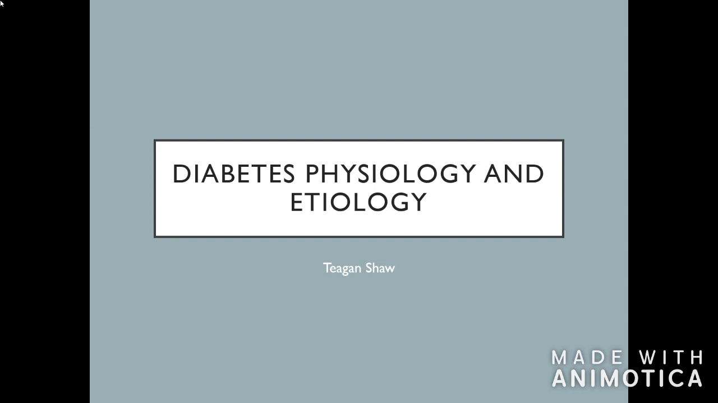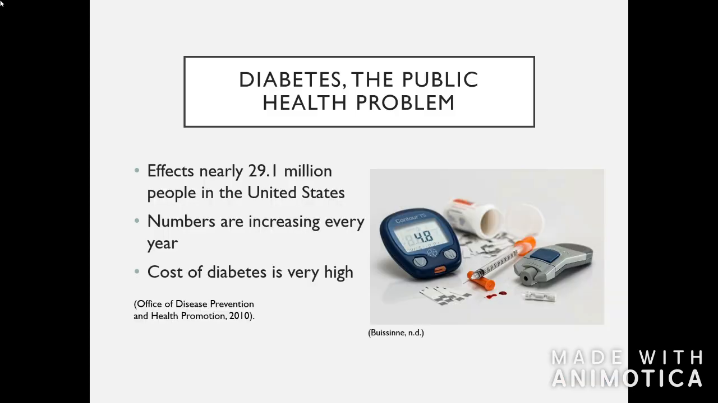Diabetes affects nearly 29.1 million people in the United States, according to the Office of Disease Prevention and Health Promotion. This is only an educated estimate. The true numbers of diabetes are unknown, as an estimated 25% of diabetics do not actually know that they have diabetes, and because of this, they live undocumented as diabetics.